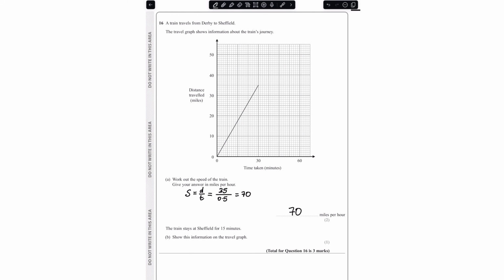So all we just need to do is draw a horizontal line from this point up onto this point, and that represents the time that the train stays at Sheffield.